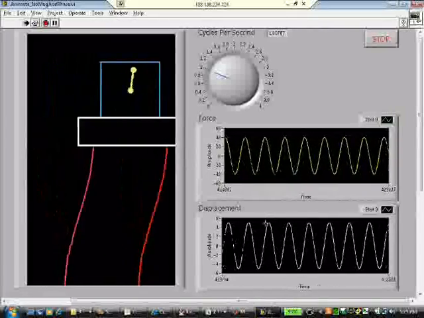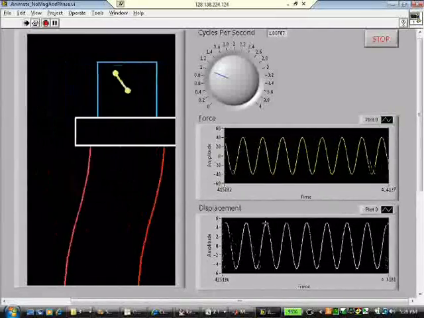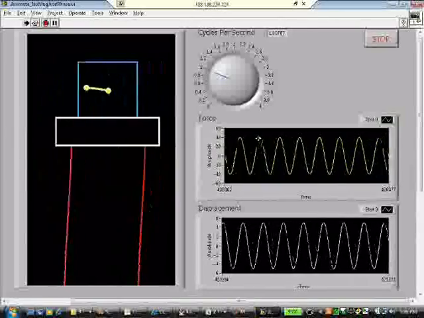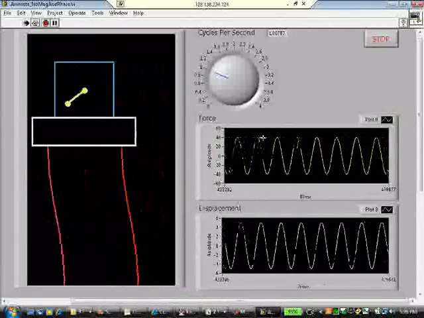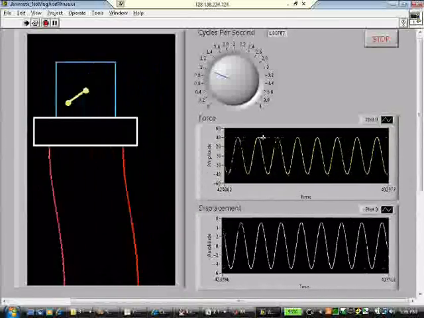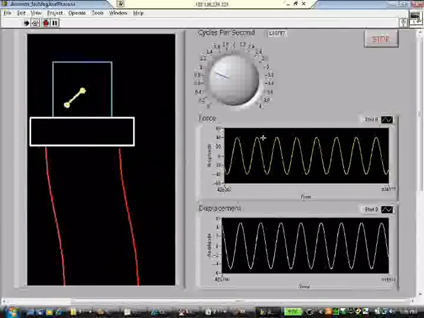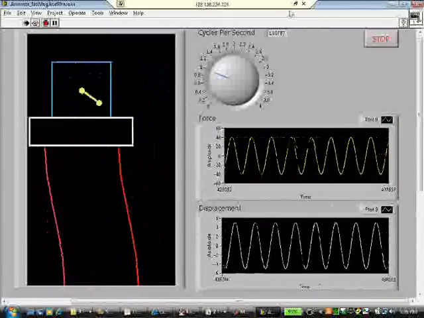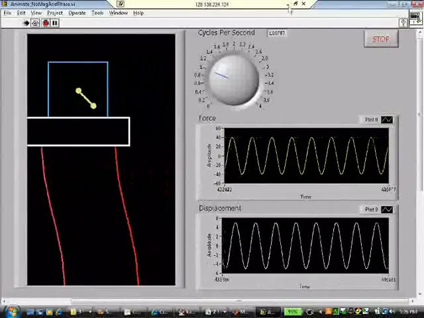That's hard to see, but you should just trust me on that: the displacement peak occurs when the force has reached its peak and has now come to zero. So going back now, we'll do this back and forth a couple more times.